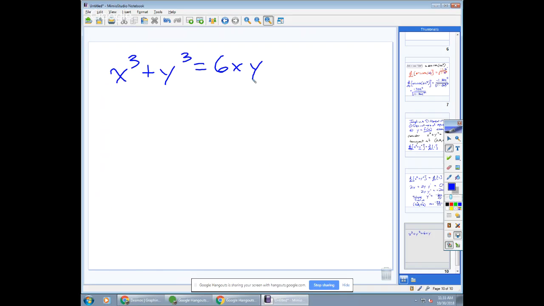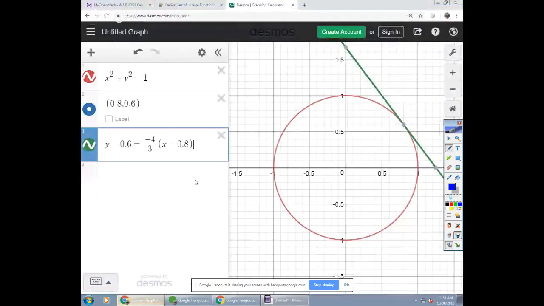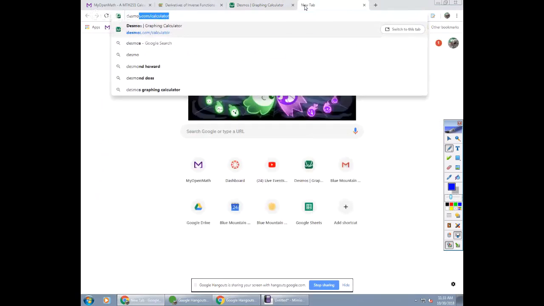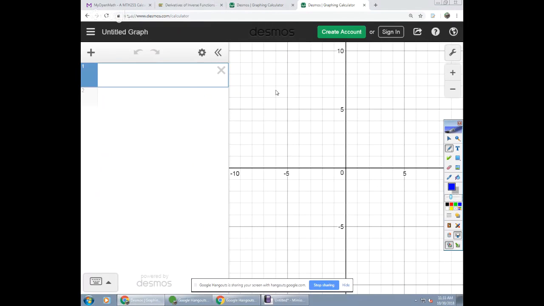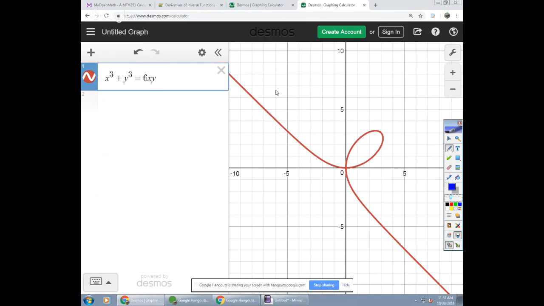What does this look like though? Let's graph it. Could it be a circle? Could it be something else? Let's see, Desmos. Not a circle. x raised to the third plus y raised to the third equals 6xy. Ooh, it's a loop-de-doop. Yeah, like a roller coaster. This is called a folium. In particular, a folium of Descartes. Descartes was this old philosopher, math guy from several hundred years ago.